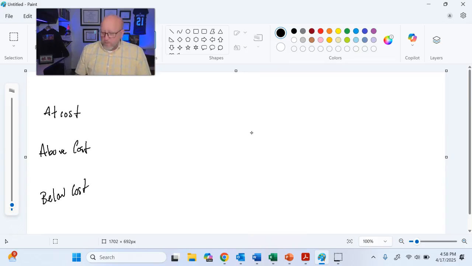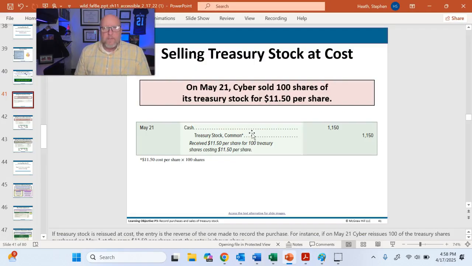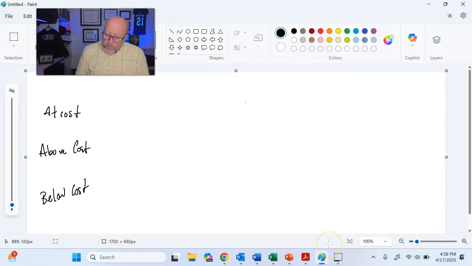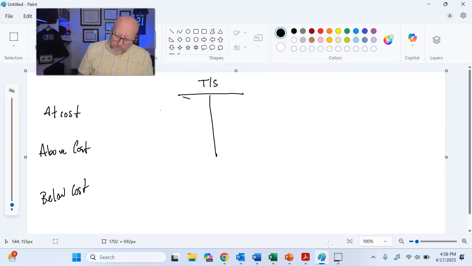Okay? So let's look at the example the book gives us. On May 21st, Cyber sold 100 shares of its Treasury stock for $11.50. So in the previous slide, we were saying that we purchased Treasury stock, I think we purchased 1,000 shares at $11.50, and therefore we have 11,500 in my Treasury stock account.